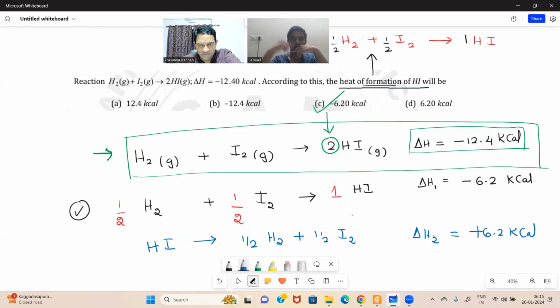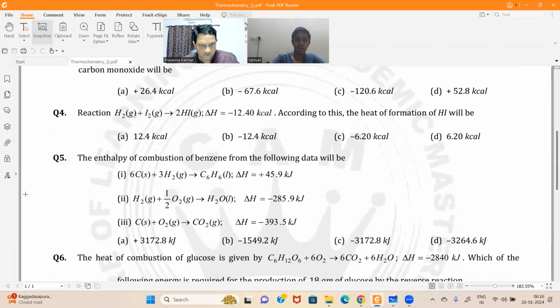In an endothermic reaction, which has lesser energy, reactants or products? Reactants. Why? Because they will absorb heat and become products. And is delta H positive or negative for an endothermic reaction? For endothermic, it is positive. Very good. Are you clear now? Yes, sir. Good. Let's move on to the next question.